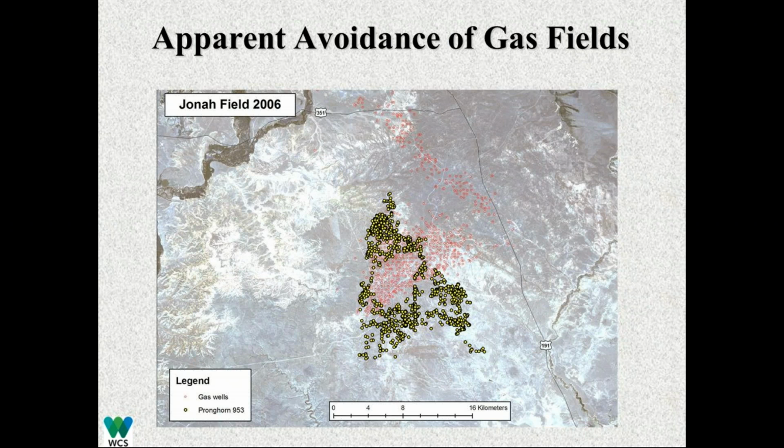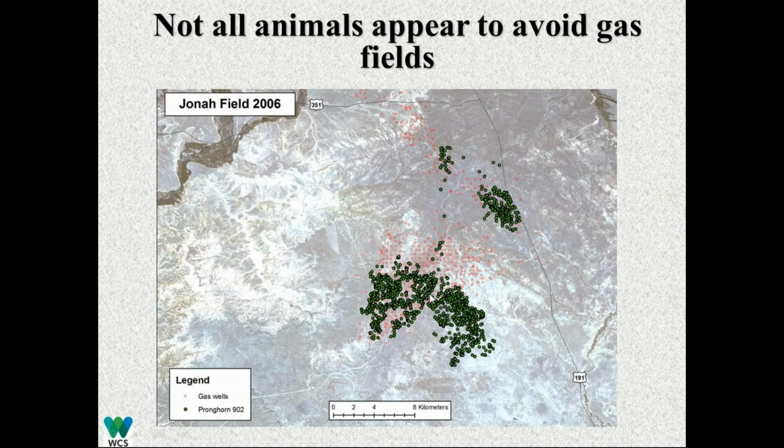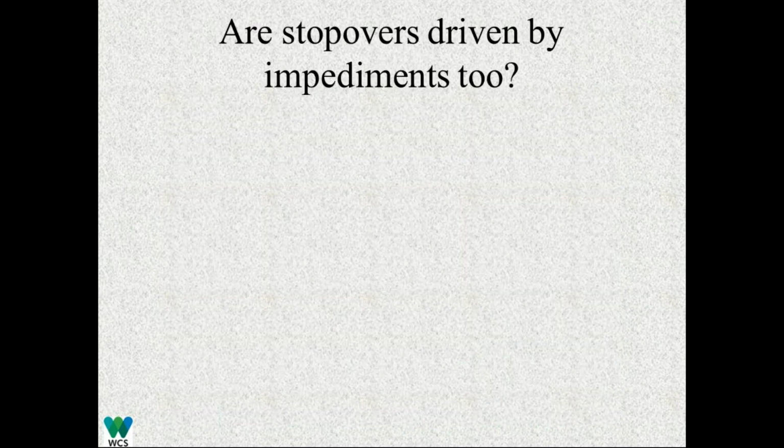I'll just make a quick point of accounting for individual variation. This is female 953 in the winter of 2006. Her locations are in yellow. The gas well pads are in red. You can see she showed apparent avoidance of the most densely developed part of the gas fields. In the same winter, female 902, shown here in green, did not show the same levels of avoidance. And so our models did perform much better when we accounted for that individual variation.